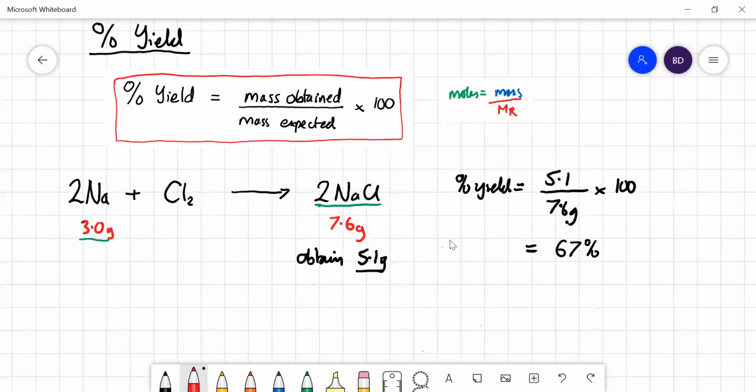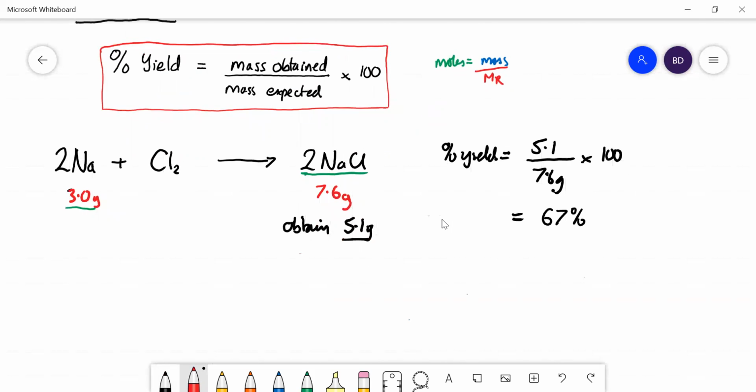Now, you never get 100% yield, and you might be asked why you don't get 100% yield. There are a few reasons. Number one, you can say not all of the reactants reacted. In this case, it's sodium. So when you answer, be precise. Don't just say reactant, say not all the sodium reacted, which is perfectly possible. You might be left with a bit of sodium metal that hasn't reacted with the chlorine.